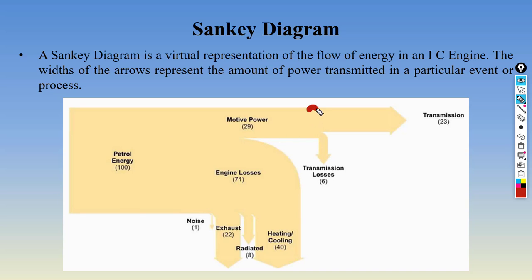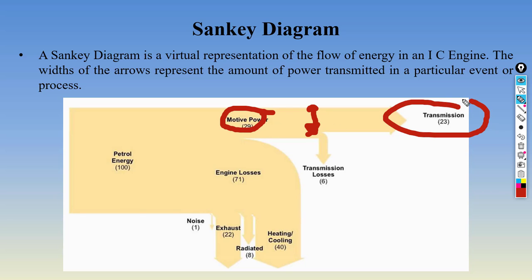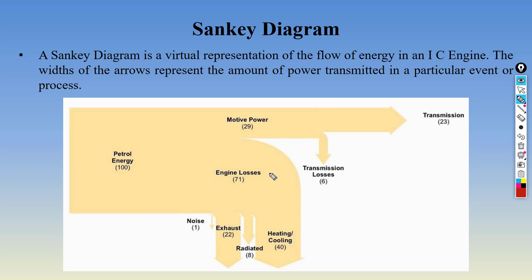The bigger this arrow, the better. The more this power and the more this power, the better. We want our brake power and indicated power to be more. We want our losses to be less. This is explained in this Sankey diagram. So the Sankey diagram is a visual representation of the flow of energy, how energy is flowing in an internal combustion engine.